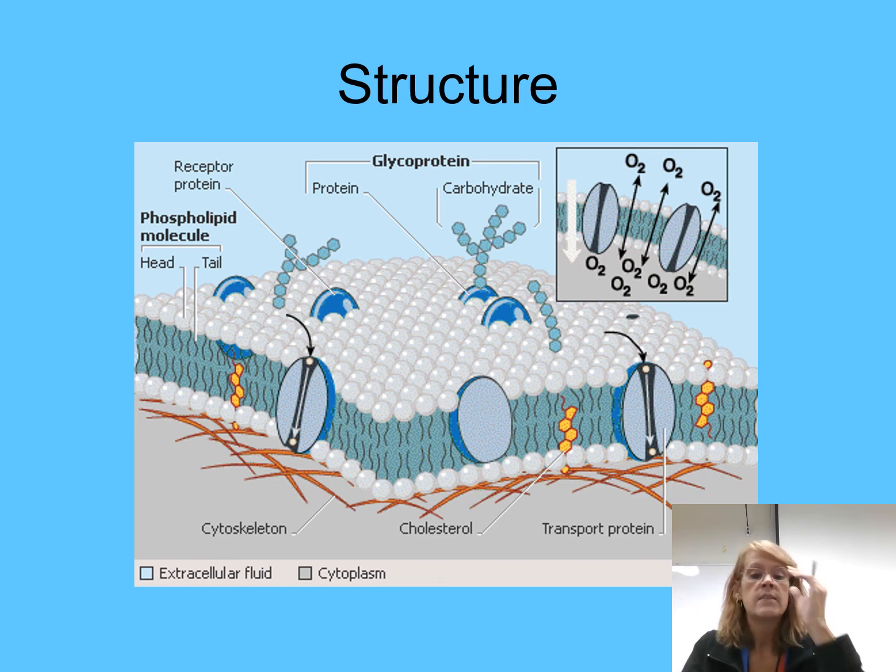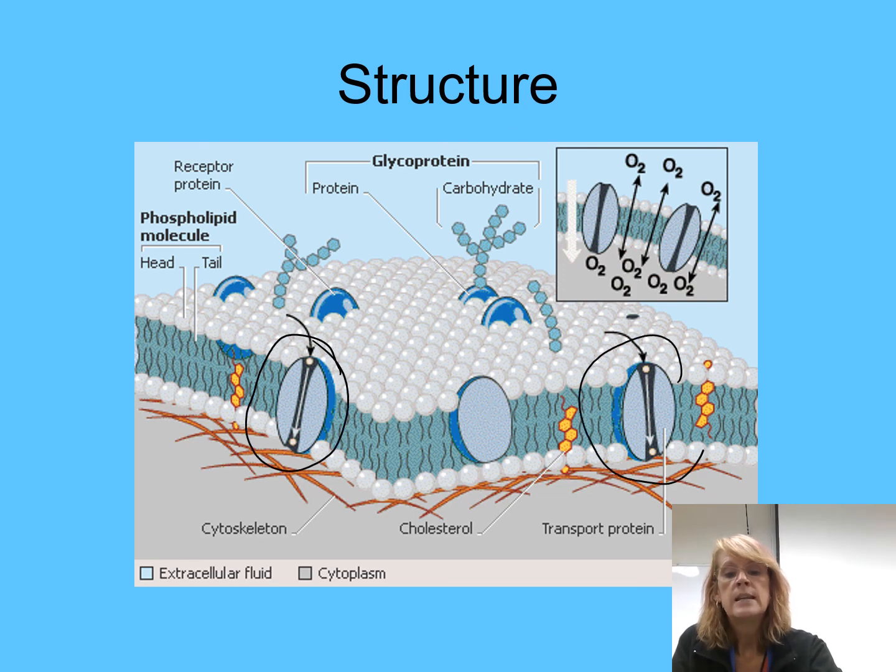So here again, in this picture, all these white balls represent the phosphates. You can see the squiggly legs, which represent the lipids. These yellow things here represent the cholesterol. And this protein here and this protein here are examples of transport proteins. They are integral proteins. They just happen to be channel proteins. Remember, these go all the way through, and so they act as doors to move things in or out.